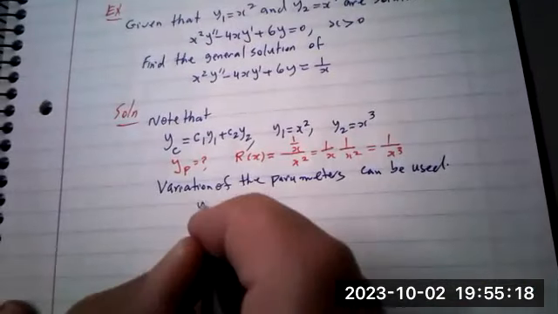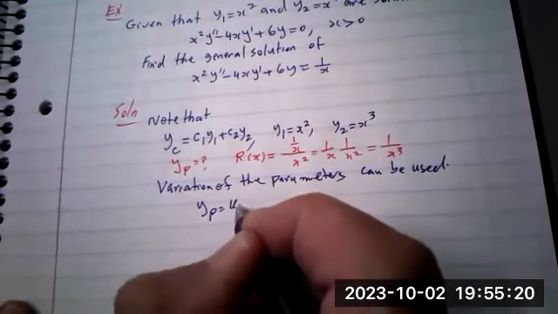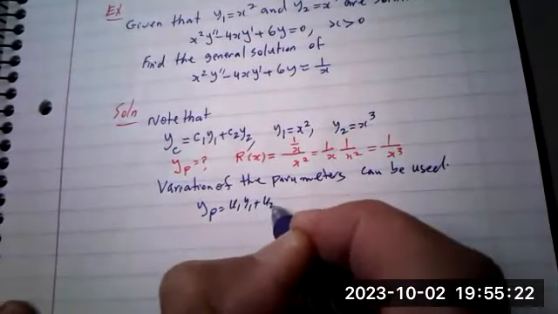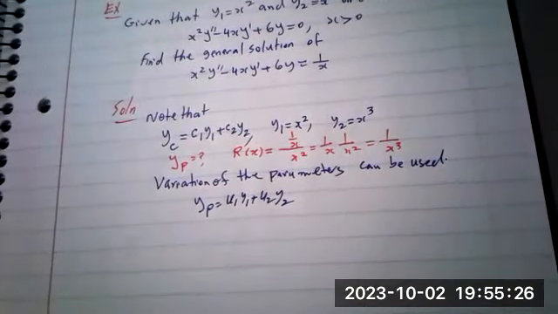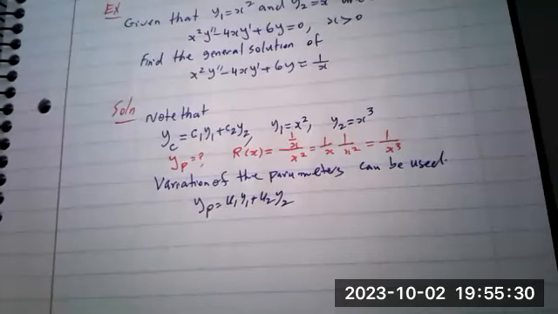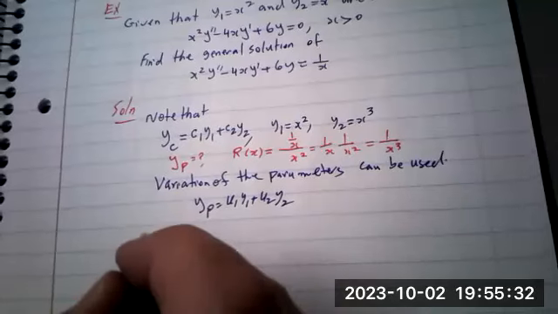Okay, so your yp now is going to be what? It's going to be u1 y1 plus u2 y2. You know the formula, so go ahead. Find the Wronskian. Okay, so there you are.